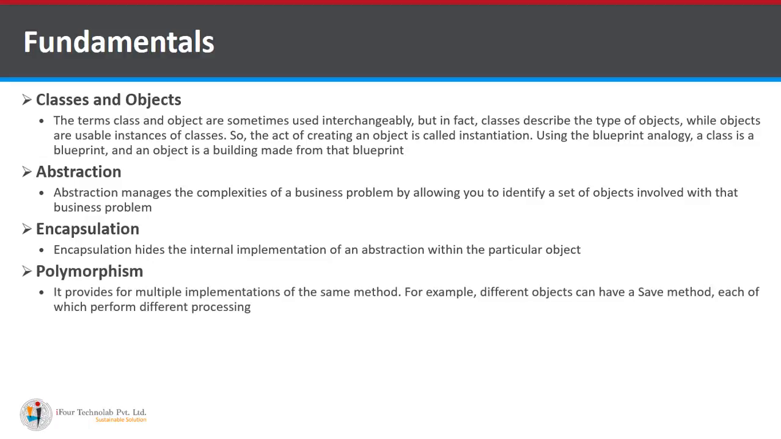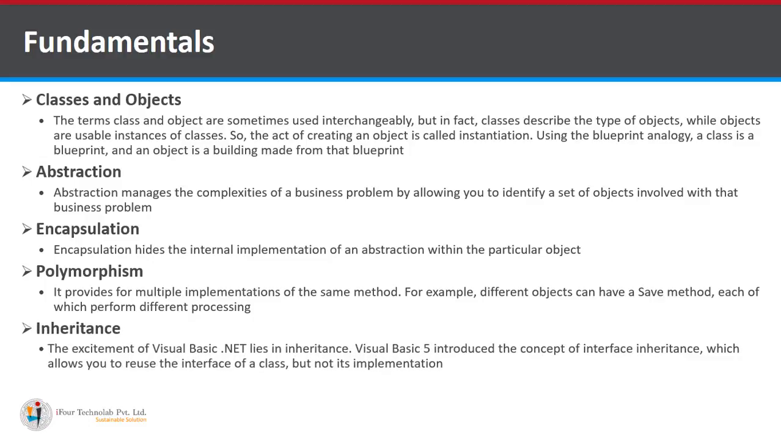Polymorphism. It provides for multiple implementations of the same method. For example, different objects can have the same method, each of which performs different processing. Another example is the plus sign. You can use the plus sign for addition of two numbers as well as for concatenation of two strings. Inheritance. The excitement of Visual Basic .NET lies in inheritance. Visual Basic 5 introduced the concept of interface inheritance, which allows you to use the interface of a class but not its implementation.